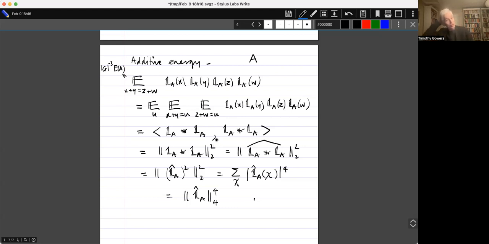So that's one example of an additive concept. Because we can express it in terms of convolutions and inner products, we've got a nice Fourier expression on the other side. And that will turn out to be very significant for a number of different arguments. But that is it for this video.